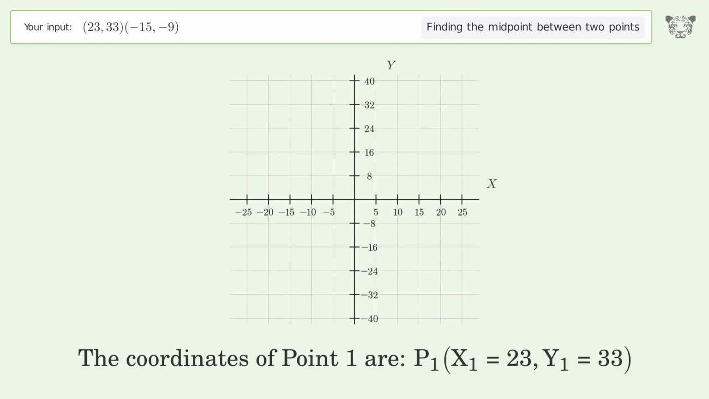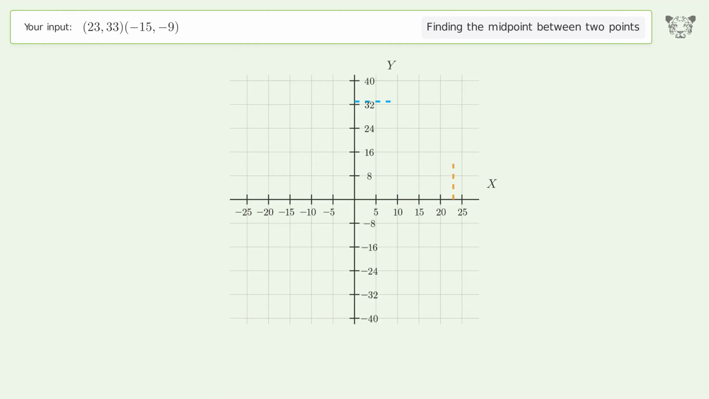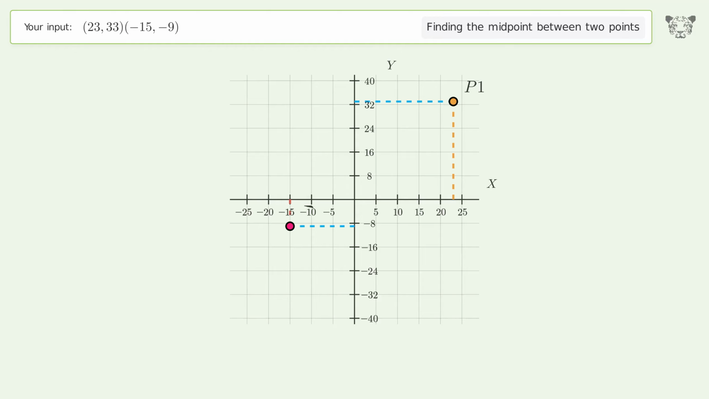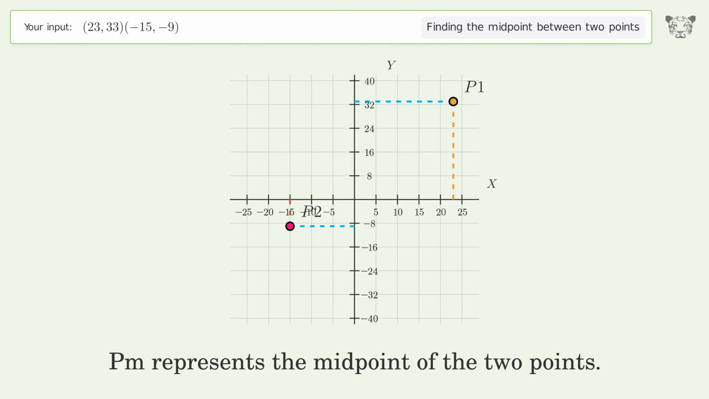The coordinates of point 1 are x1 equals 23, y1 equals 33. The coordinates of point 2 are x2 equals negative 15, y2 equals negative 9. PM represents the midpoint of the 2 points.